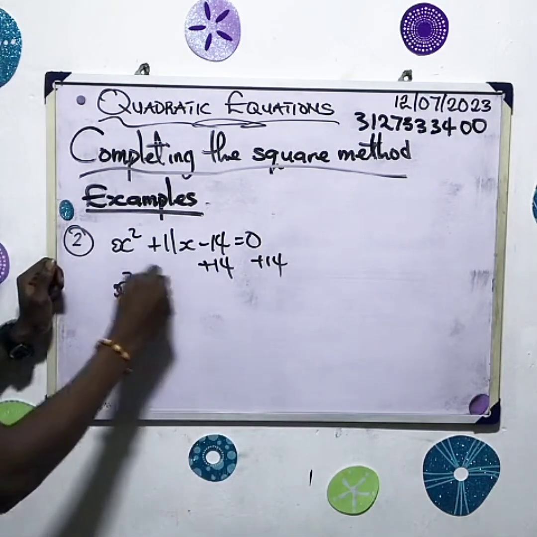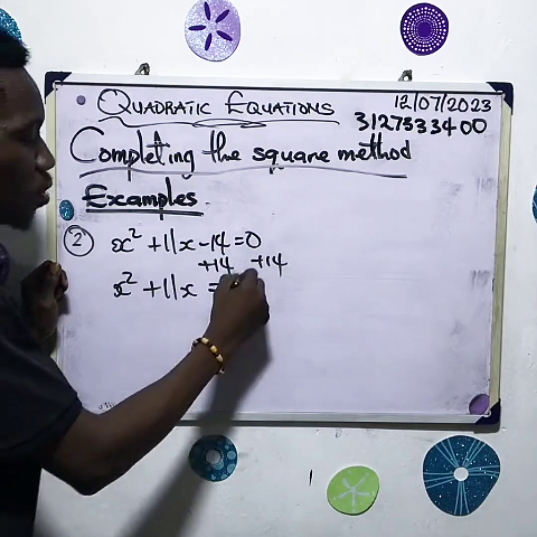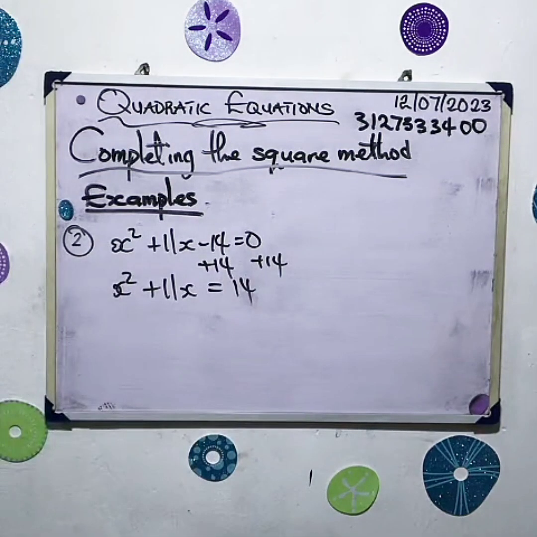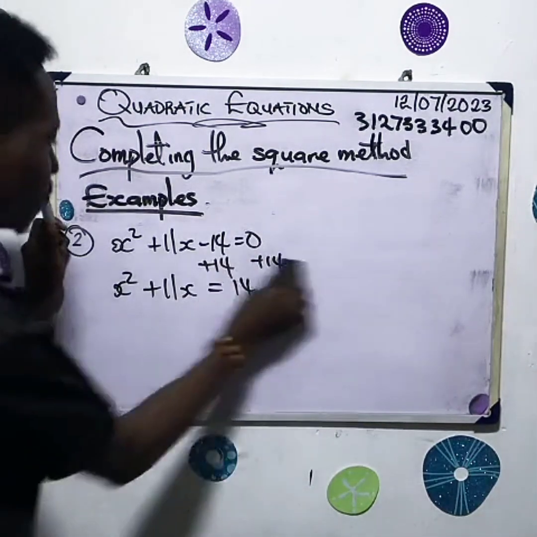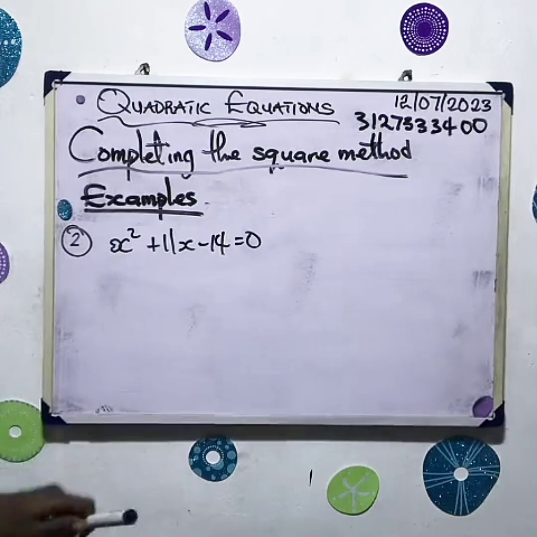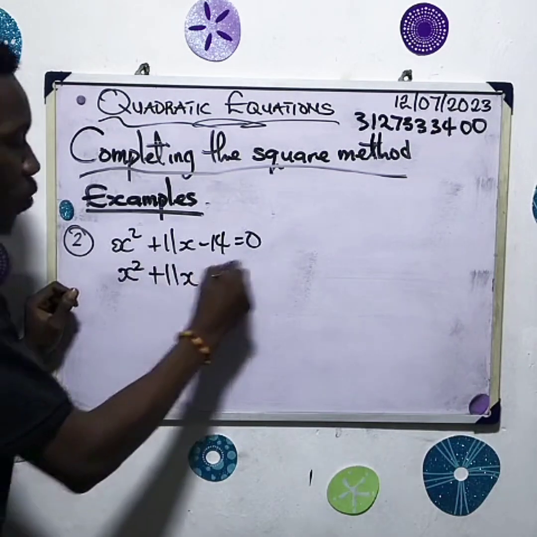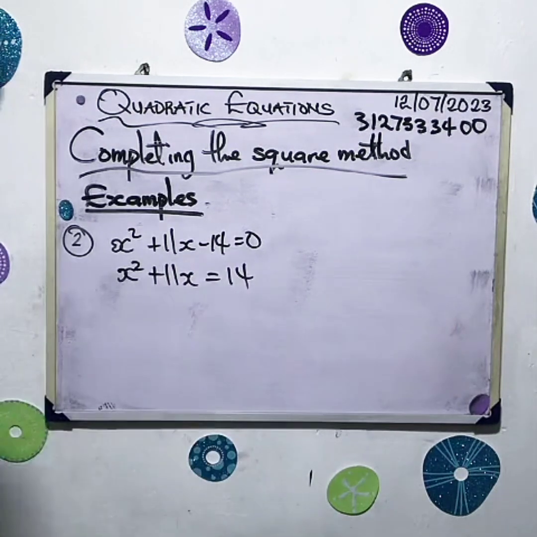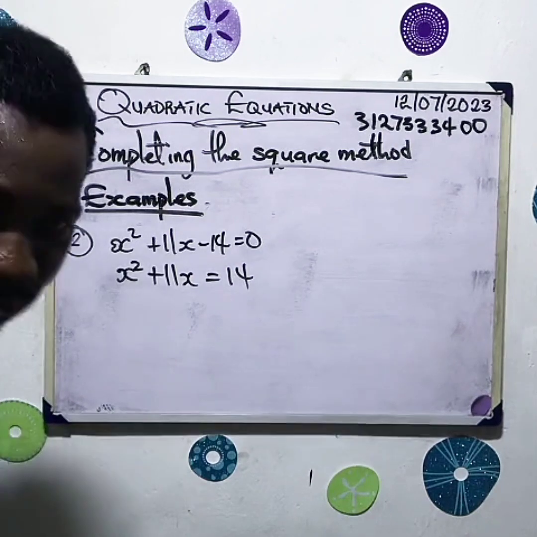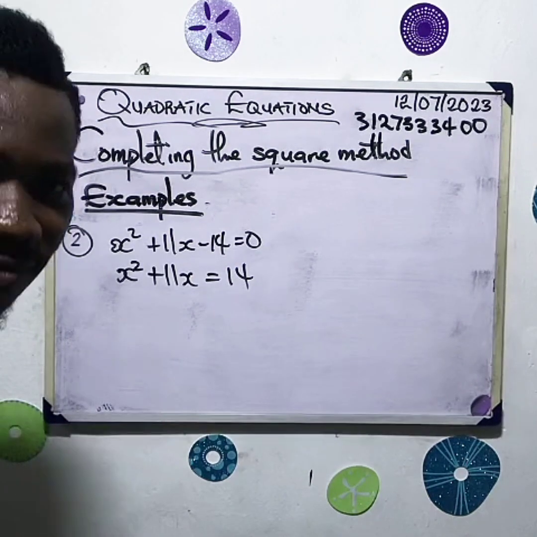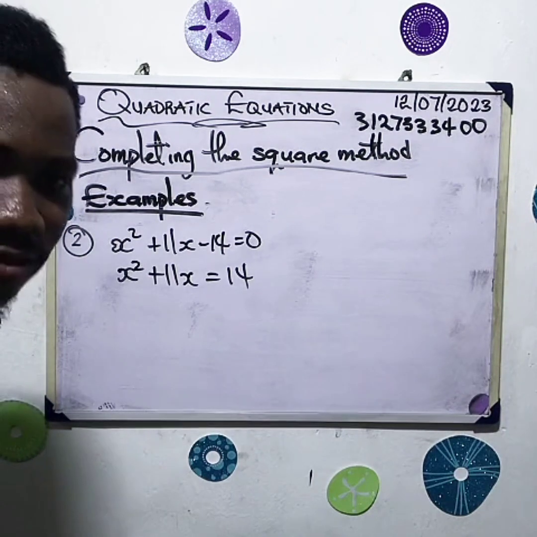All right. So we have x squared plus 11x. This eliminates this, then equals 14. So this is what we have: x squared plus 11x equals 14. So let me avoid us getting confused. We're just going to have x squared plus 11x equals 14. That's what we have. Now we've moved our constant to the right hand side. What's the next thing we're going to do?